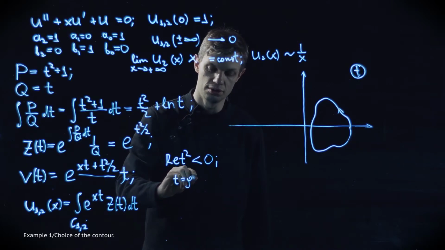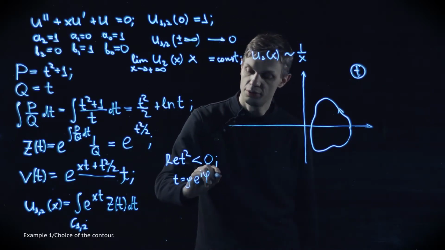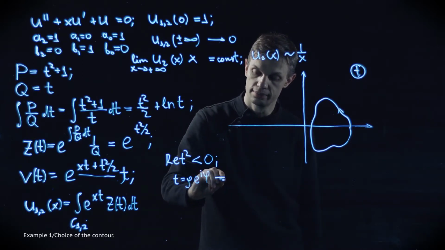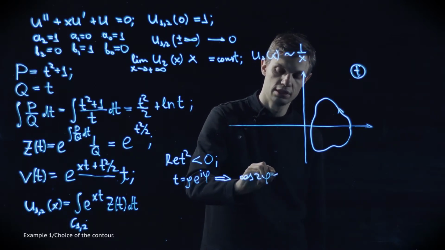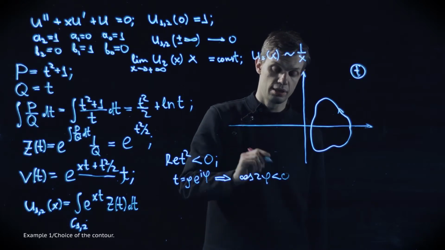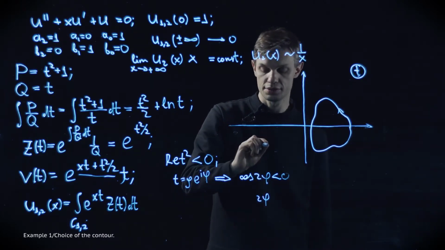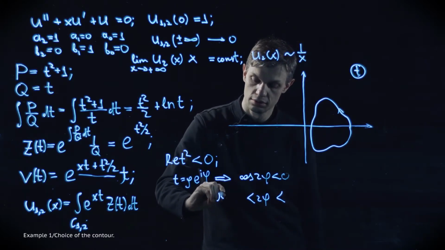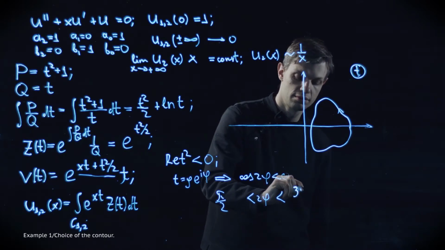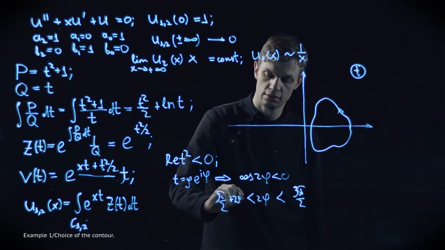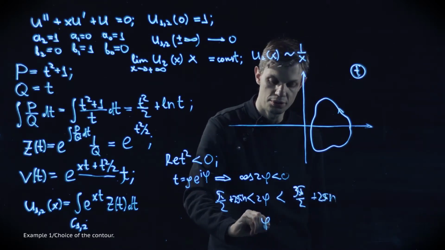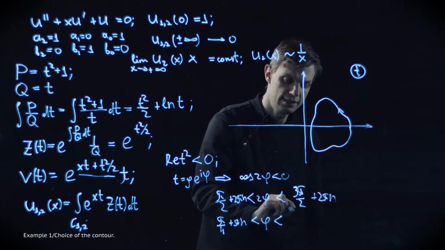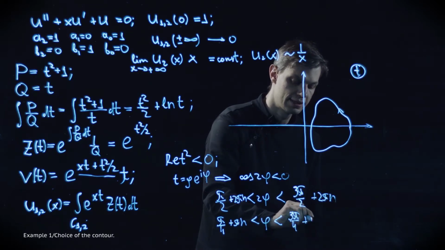All right? So let's actually solve this elementary trigonometric equation. So t is equal to rho e to the i phi, and the real part of t squared is going to be proportional to cosine of 2 phi. So cosine of 2 phi is negative. All right. And the solution is: 2 phi stretches from pi by 2 to 3 pi by 2 plus 2 pi n. And these are our regions. Phi changes from pi by 4 plus pi n till 3 pi by 4 plus pi n.